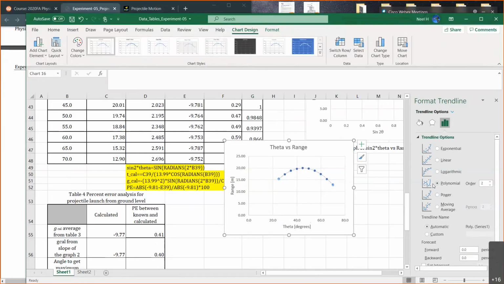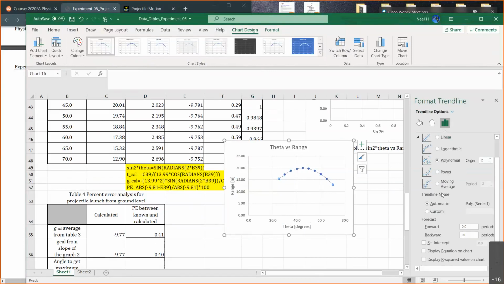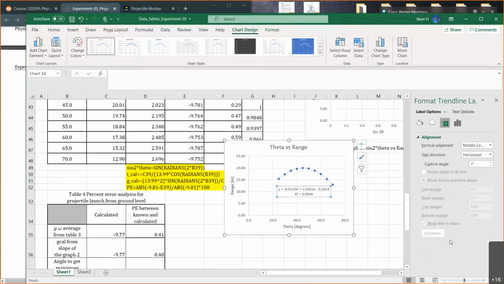Usually, program will automatically select the best fit. So it says order 2. That's what we're expecting, second order polynomial. Go all the way here, click on the R square and the display equation. So that too should be visible. Then ABC you can see right here. This is the A, number in front of X.